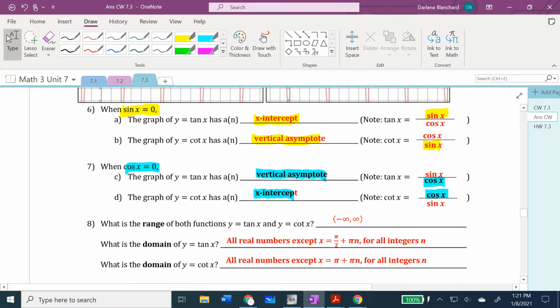Their domains are all real numbers except for where the vertical asymptotes are. Tangent has vertical asymptotes at pi over 2 and every addition or subtraction of pi any integer number of times. Now, I could have said just pi n for cotangent, but I wanted to emphasize a starting point. Basically, for every multiple of pi, that is where cotangent is missing or is lacking domain.